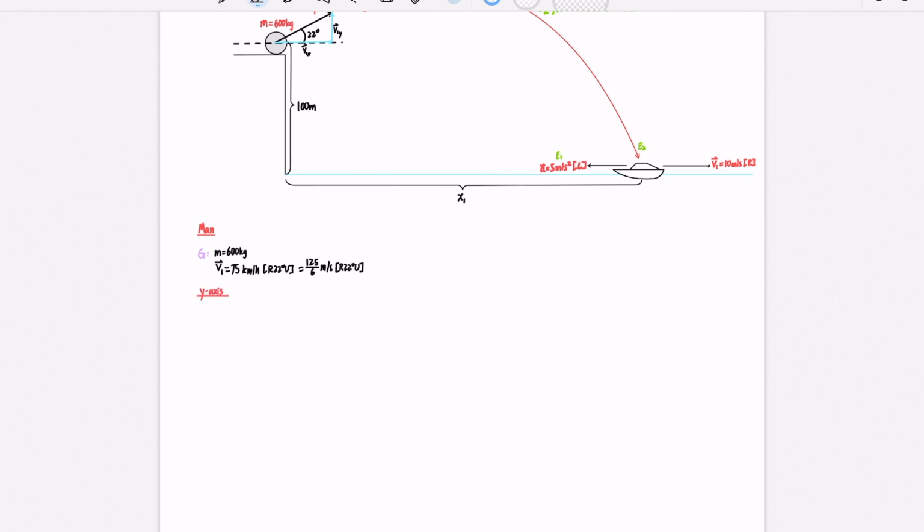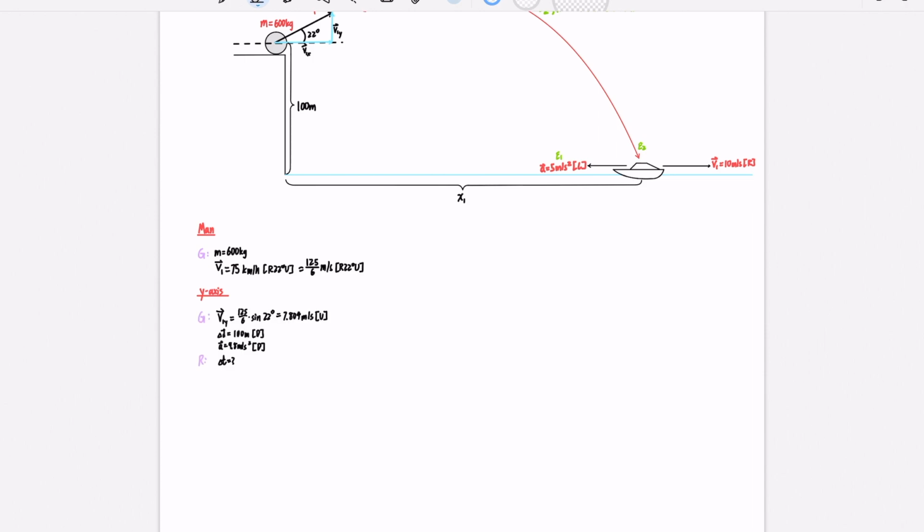Finding the time would help us connect the man's and the boat's motion, since the time it takes the man to land will be the same as the time the boat gets to travel. Therefore, by finding the time, we can get the displacement of the boat.